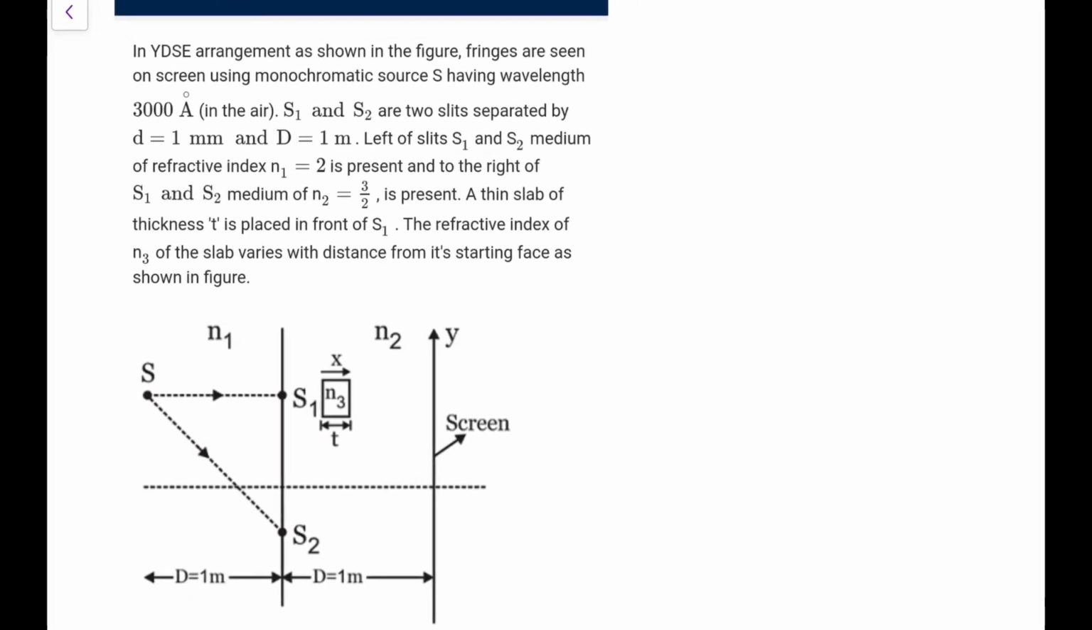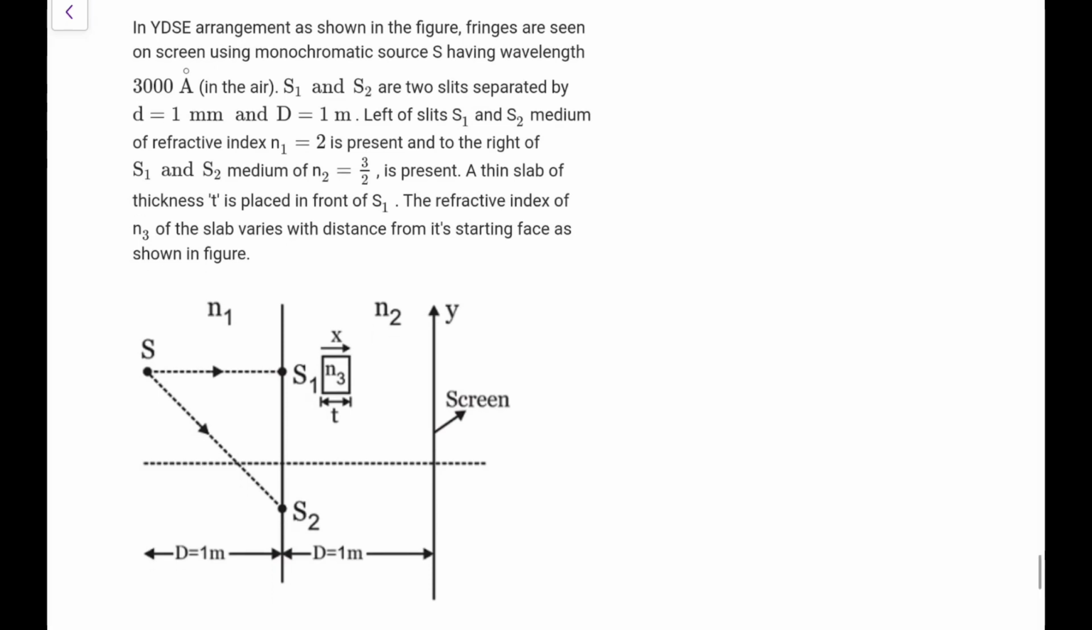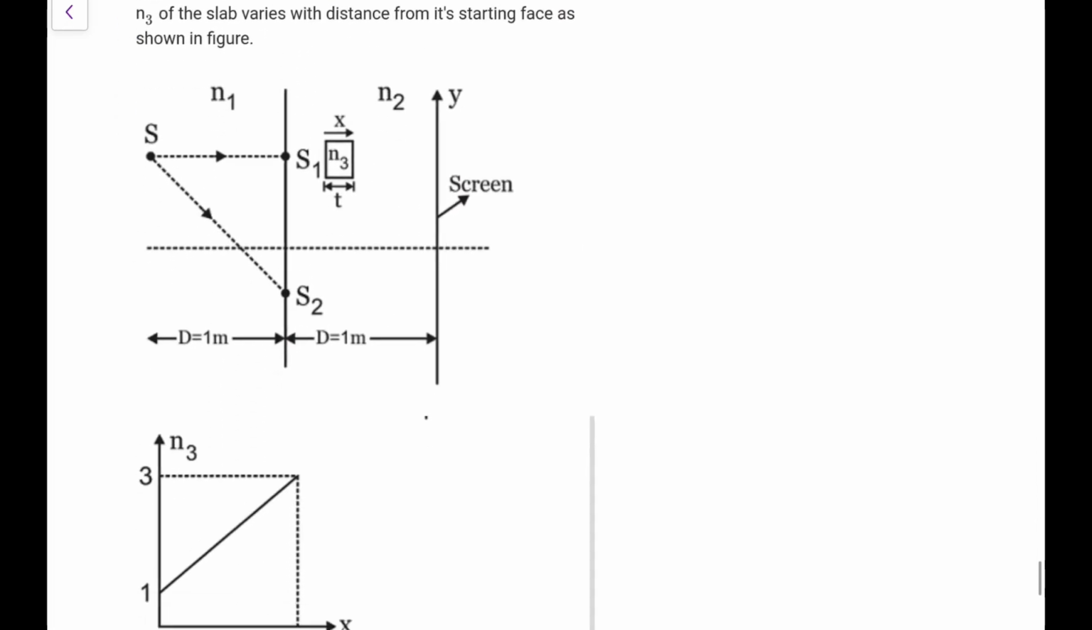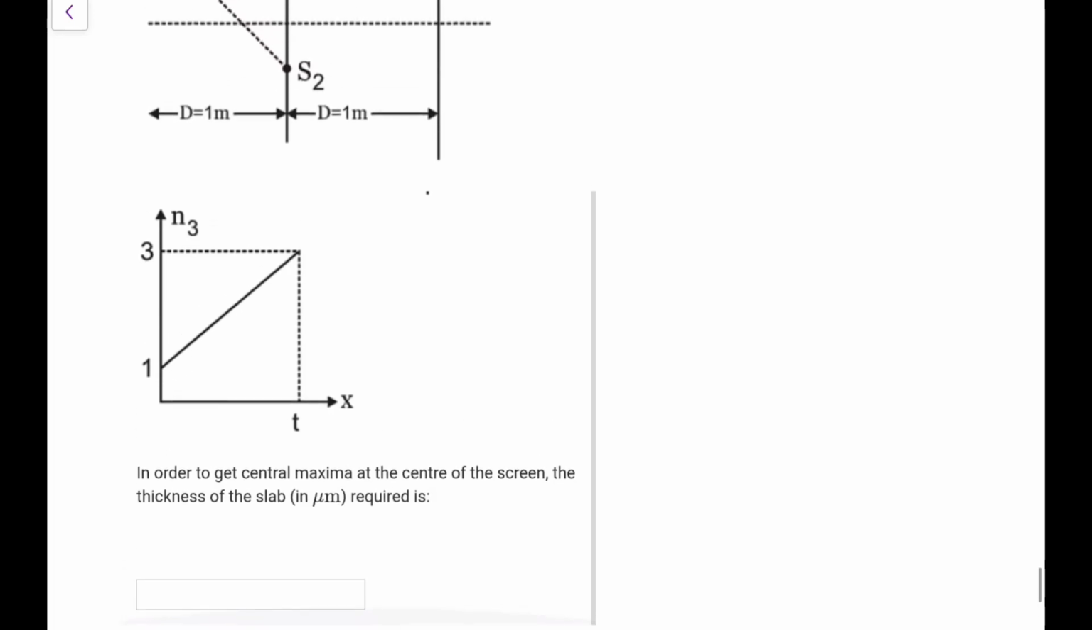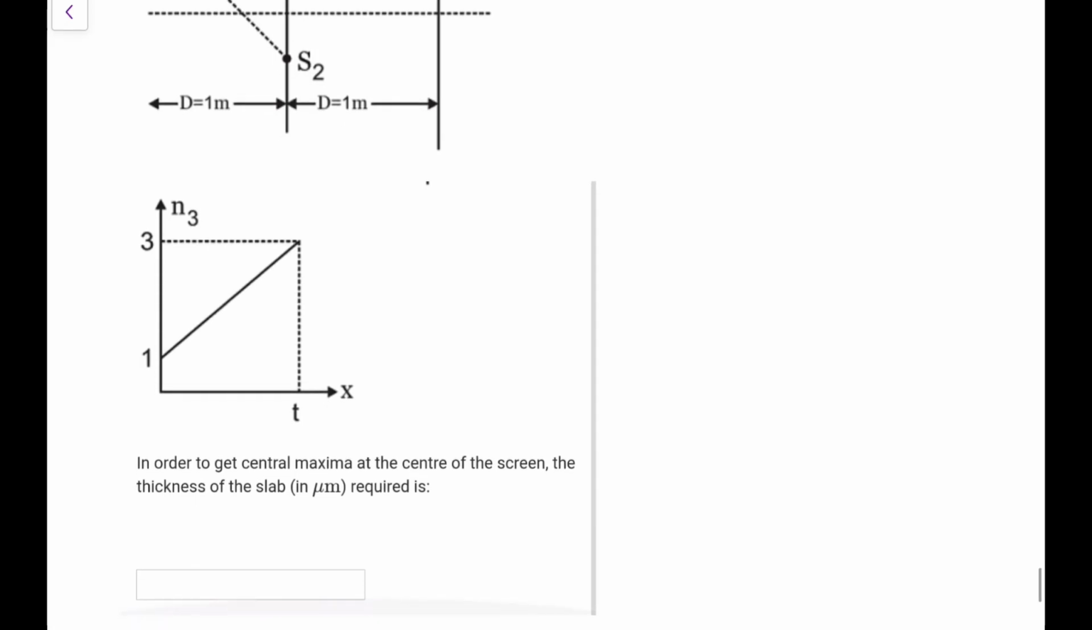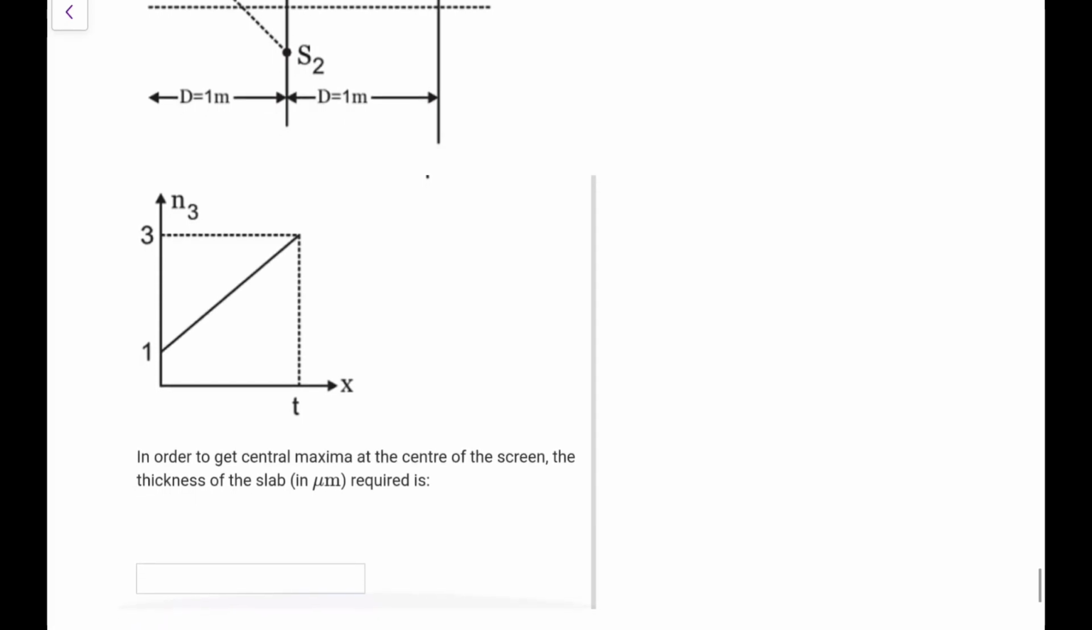Next, in YDSE arrangement as shown in the figure, fringes are seen on screen using monochromatic source S having wavelength 3000 in air. S1 and S2 are two slits separated by 1 mm and 1 meter. Left of slits S1 S2 medium of n1 equal to 2, and on the right the medium of n2 equal to 3 by 2 is present. A thin slab of thickness t is placed in front of S1. The refractive index varies with distance from its starting phase as shown. In order to get central maxima at the center of the screen, the thickness of the slab in millimeter will be. So what it would be, you need to find out.